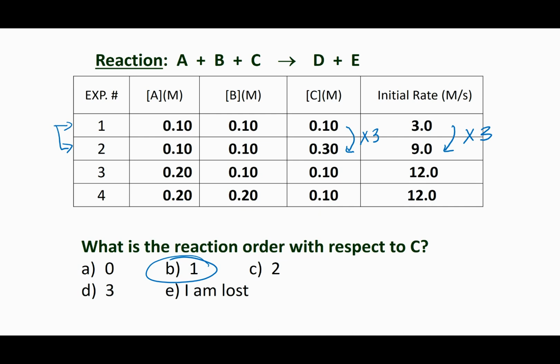However, if I doubled C and I quadrupled the initial rate, then I know that it's a higher order. In that case, it would be second order. So in this case, if I tripled C and the rate went up 9 times, then I would know it's a second order reaction. But since the rate is doing exactly what I'm doing to the concentration, that means this is a first order process.